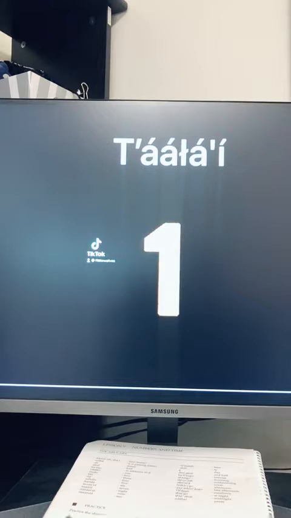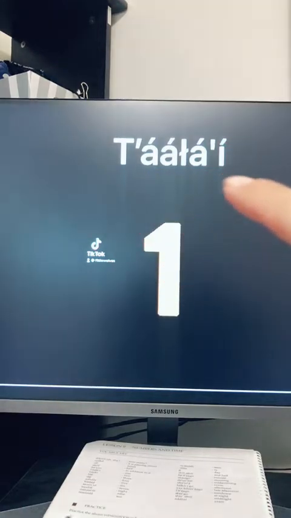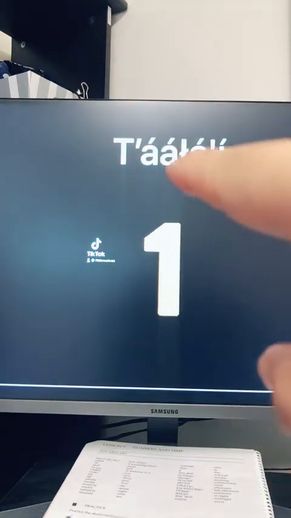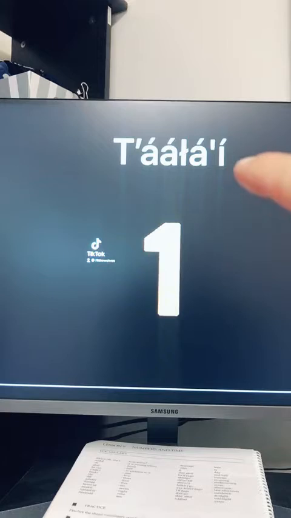Even if you already know your numbers, especially if you already know your numbers in Navajo, 1 through 10, this is the perfect opportunity for you to learn to read and write. Because if you know how to say 1, this is how 1 is written, right? That's going to help you with your pronunciation. You already know how to say it. This is how it's spelled. So now you know that sound is that, and that sound is that.